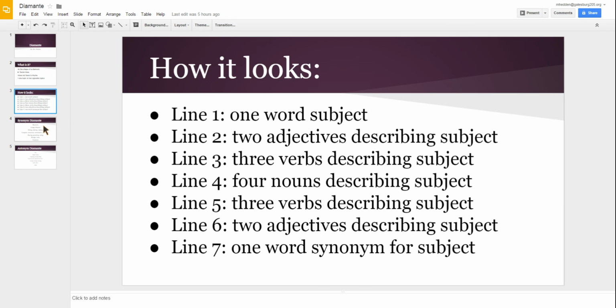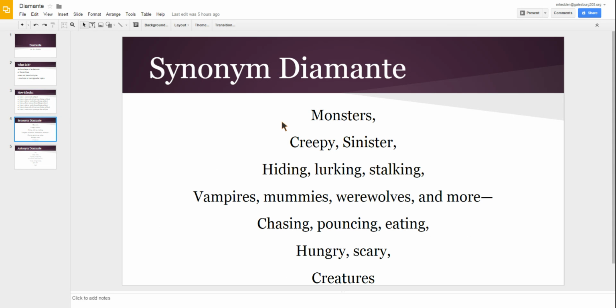And this is how it's set up if you have a synonym diamante, okay? Like this one, we have our subject, which is monsters, and then we have 2 adjectives that describe it, creepy and sinister. We have 3 verbs, hiding, lurking, and stalking, and then we have 4 nouns, vampires, mummies, werewolves, and more. Then we go back working our way down, and we have 3 more verbs describing a monster, chasing, pouncing, and eating. Notice they are different from the 3 verbs up above. And then we have 2 adjectives, hungry and scary, different from our 2 words up at the top, and then a synonym for monsters, which is creatures.